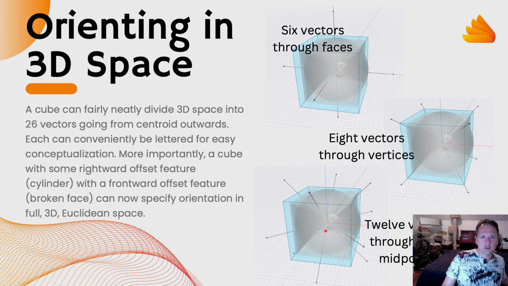If you also go from the centroid to the midpoint of all the edges of the cube, you now have 12 new vectors, including these ones coming at the mid-tier, going outwards. So that's actually going to be very useful for considering 3D space. Yeah, let's go to the next slide.